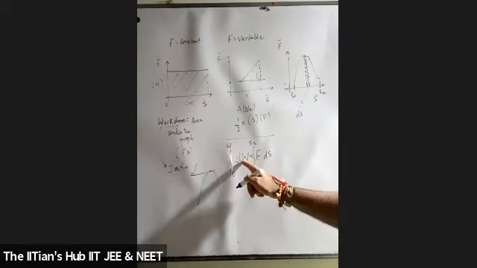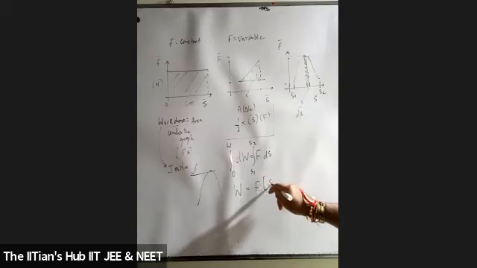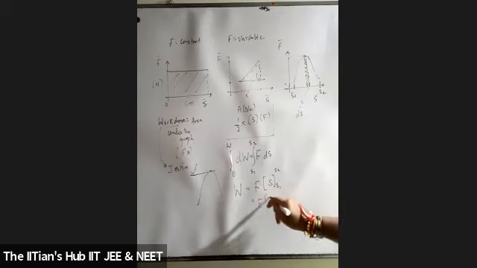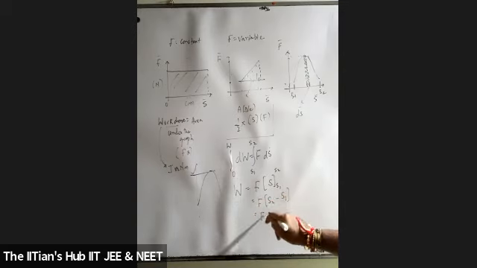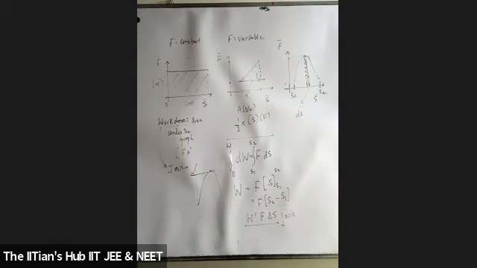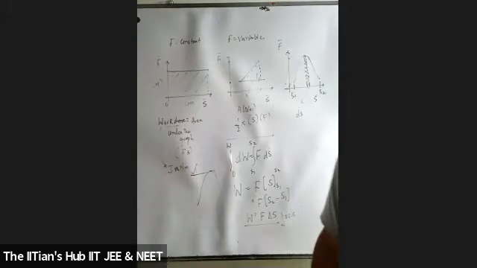Integration of dw will be equal to w upper limit minus lower limit. What is integration of F into ds? F was constant. Integration of ds will be equal to what? S. Lower limit is this, upper limit is this. Is this clear, students? क्या ये clear हुआ, students? Yes, sir. Students, is this clear to all of you? Yes, sir.